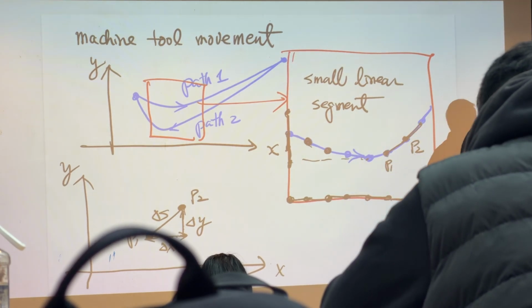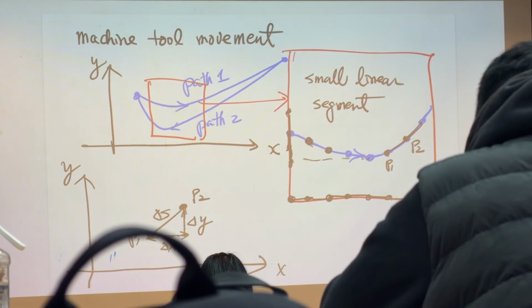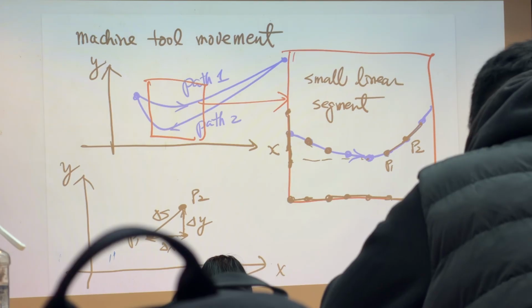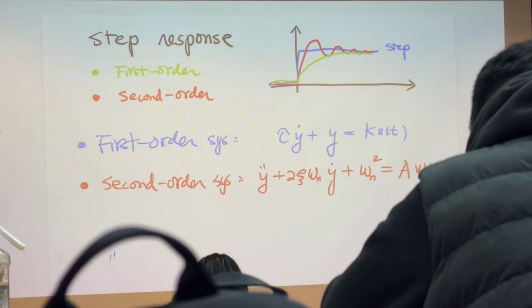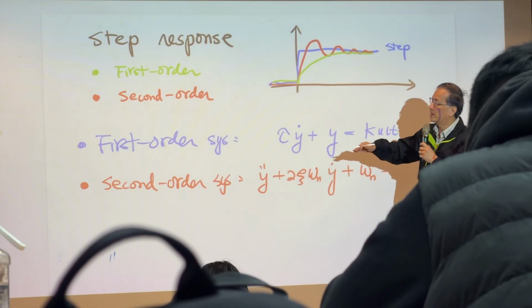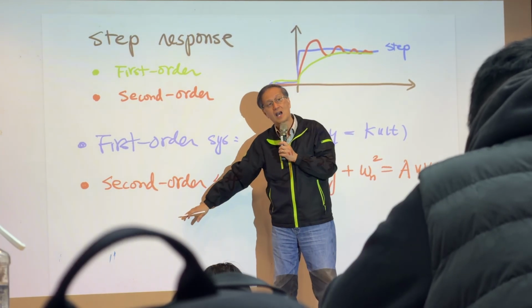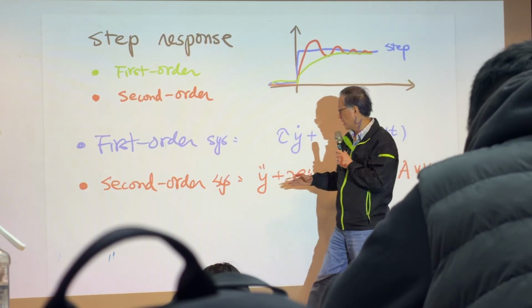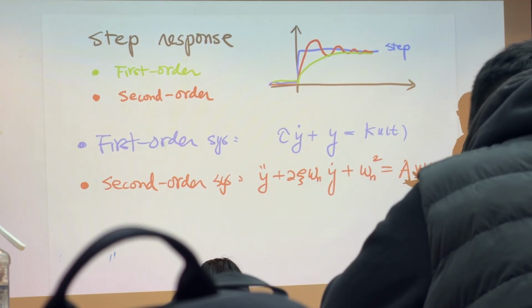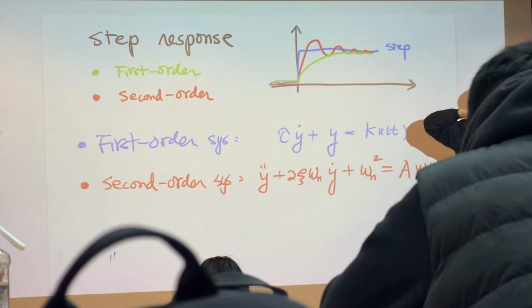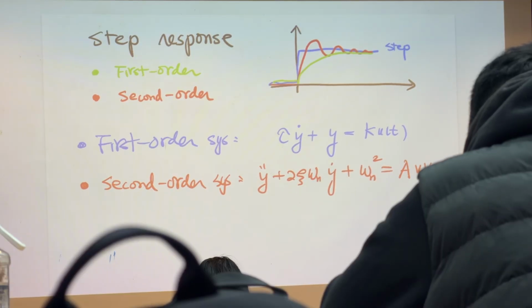So for each movement, you only need to consider moving delta x and delta y as a step function. That's all you need to worry about, right? That means you can solve your system, no matter if it's first order, second order, or even higher order. Higher order may be different, but you are always trying to generate the step response.